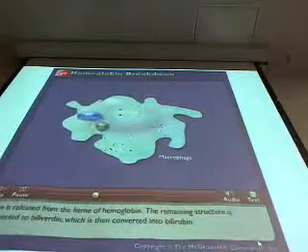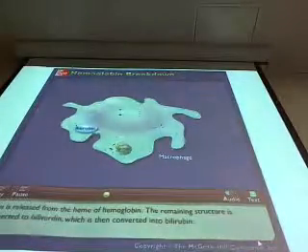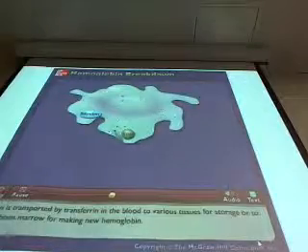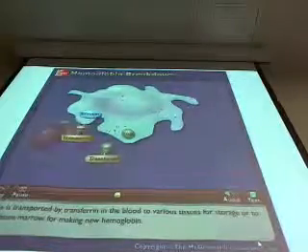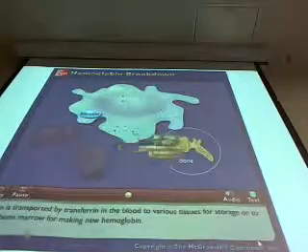The remaining structure is converted to biliverdin, which is then converted into bilirubin. Iron is transported by transferrin in the blood to various tissues for storage, or to red bone marrow for making new hemoglobin.